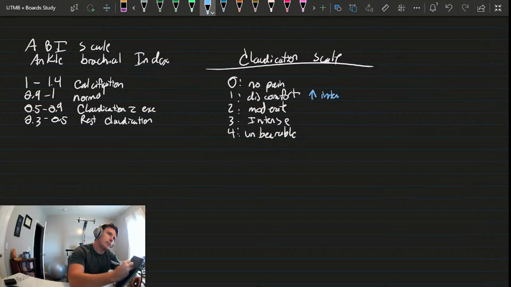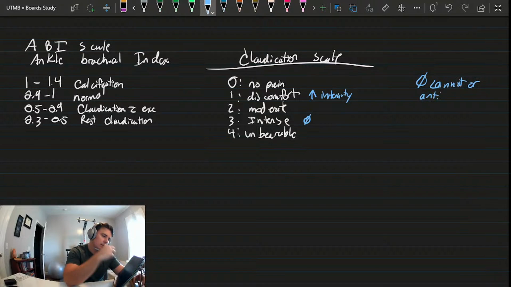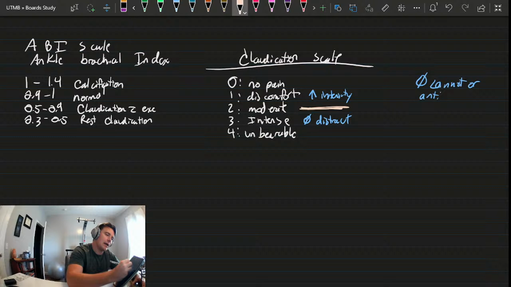So increase intensity. And then if it is intense, you cannot distract them. That is my shorthand there: cannot, or anti. So they are saying, gosh, my legs are killing me. Oh my gosh, they hurt so bad. Hey, tell me about your weekend. Look, I can't. This is really hurting my legs. Either decrease the intensity to get to this golden number here. This is stay here.